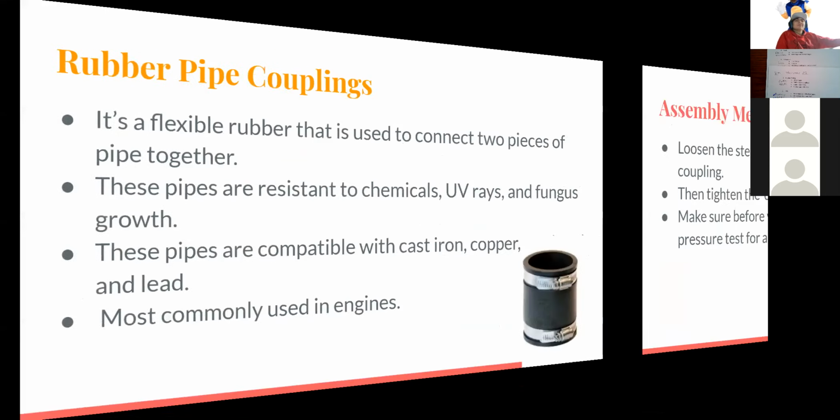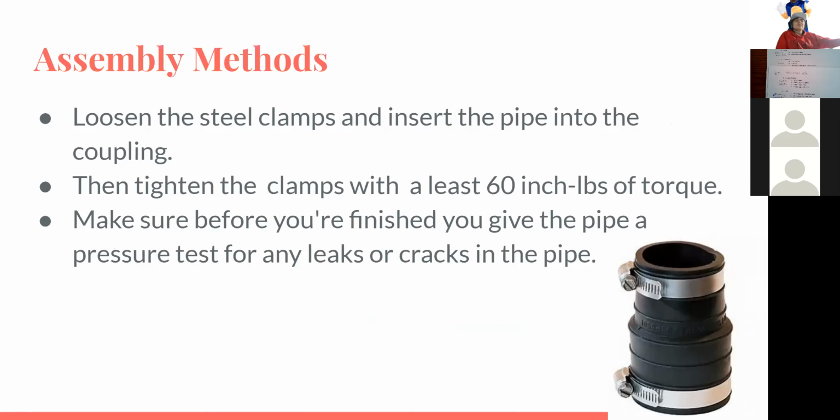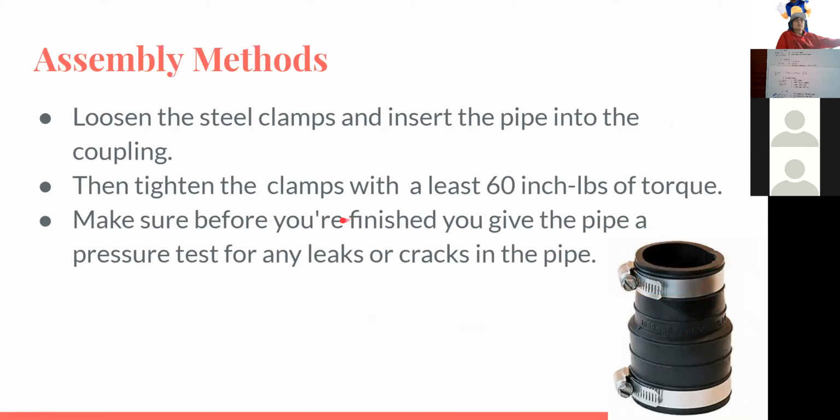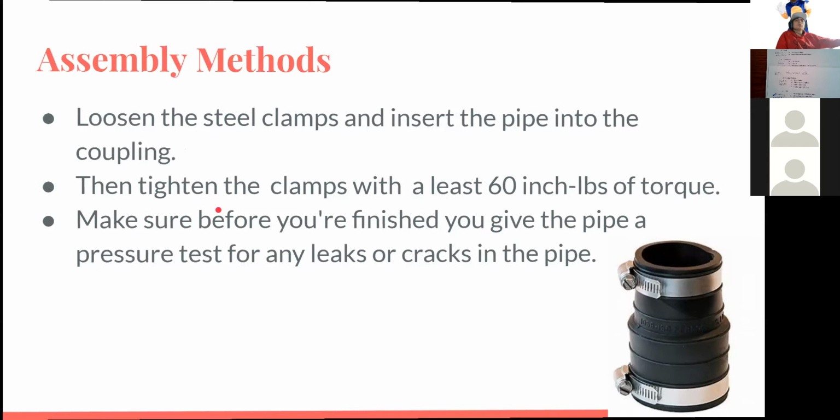Assembly methods. First, you loosen the steel clamps and insert the pipe into the couplings. Then you tighten the clamps with at least 60 inch-pounds of torque. Then, before you're finished, you give the pipe a pressure test for any leaks or cracks in the pipe.